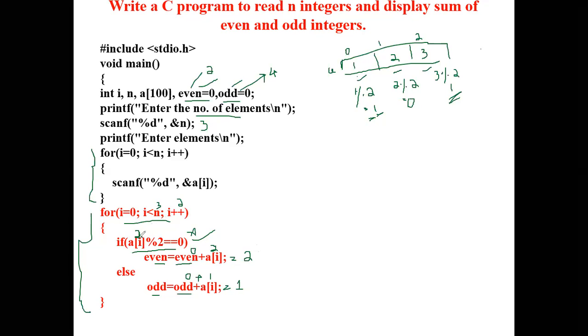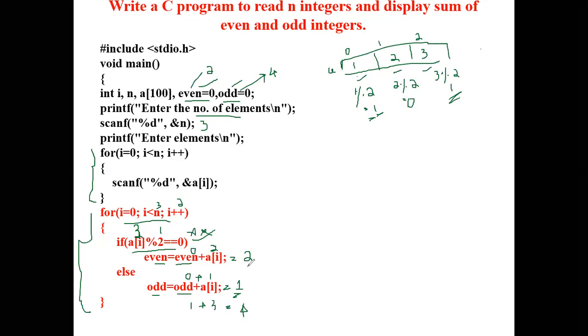Yes. Next, a of 2, a of 2 percentage 3, a of 2 is 3. 3 percentage 2, you get it as 1. 1 is equal to 0? No, condition fails. So you go for the else part. Odd is equal to odd plus a of I. What is the previous value of odd? 1. So 1 plus a of I, a of I is 3. So you get it as 4.